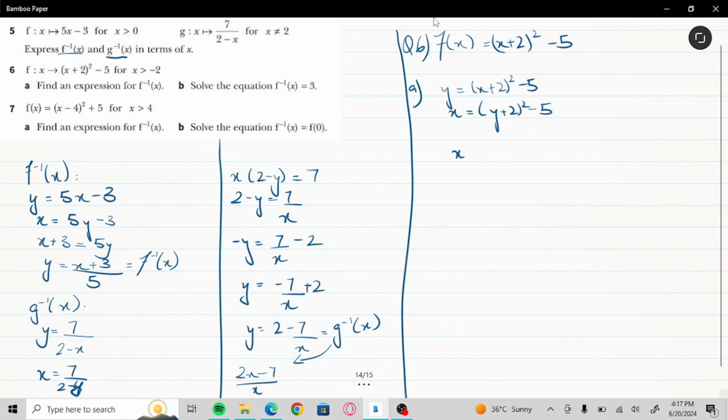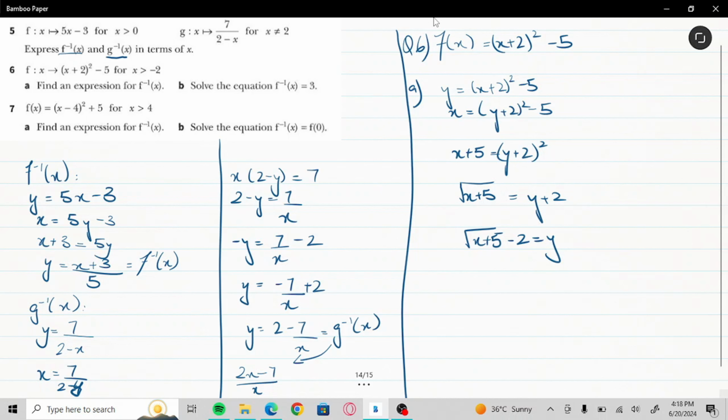Similarly, this will be simplified. x plus 5 is equal to (y plus 2) whole squared. So under root x plus 5 is equal to y plus 2. Similarly, under root (x plus 5) minus 2 is equal to y. And that's the inverse of our function in part A.